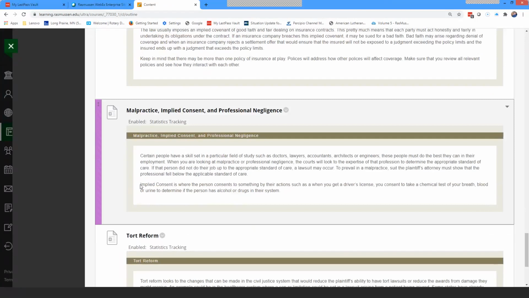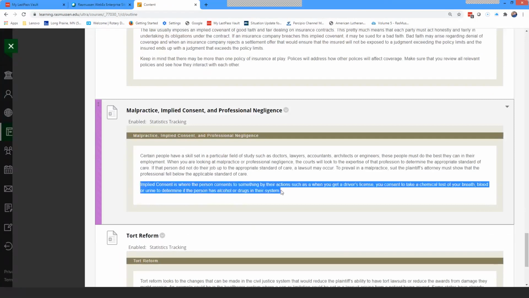This is a nice one-sentence definition of implied consent, for instance. Implied consent is where the person consents to something by their actions. When you get a driver's license, you consent to a chemical test of your breath, blood, or urine to determine if the person has alcohol or drugs in their system. And of course, you might say, oh, that's incomplete. It's to make it short, they've done that.